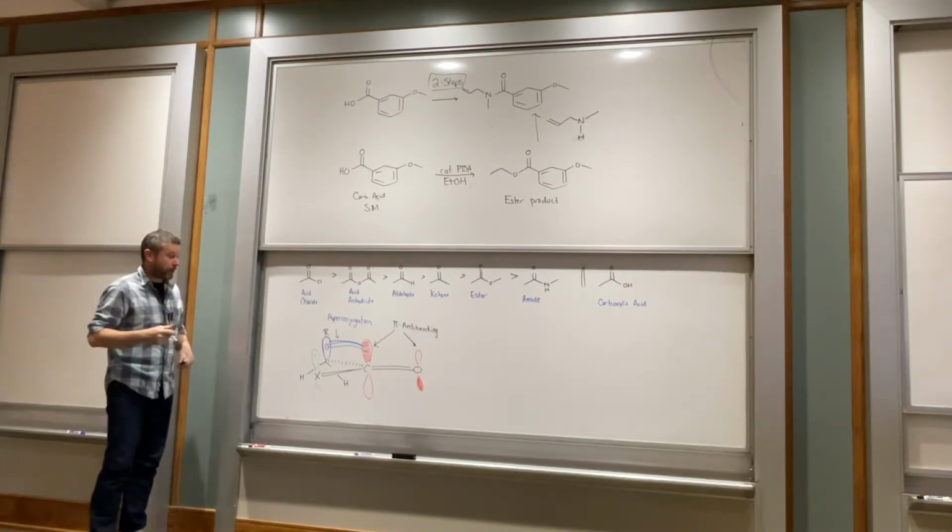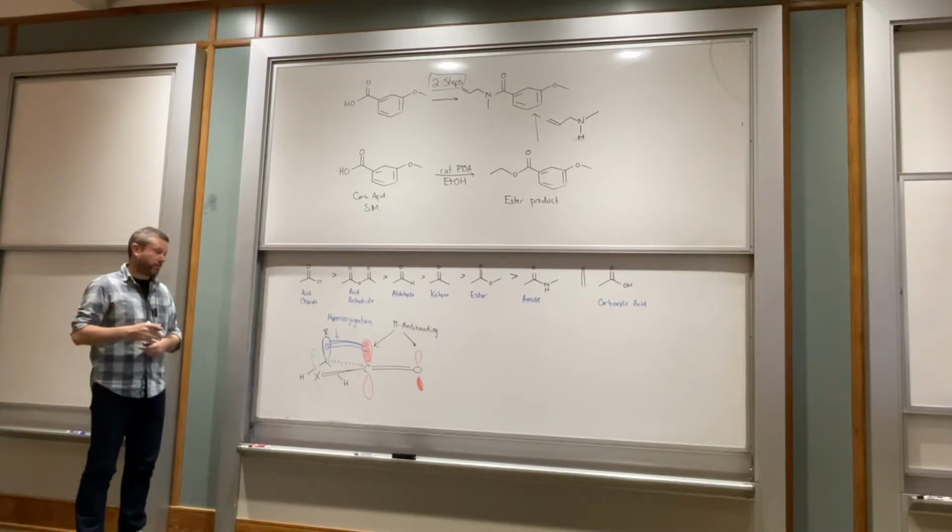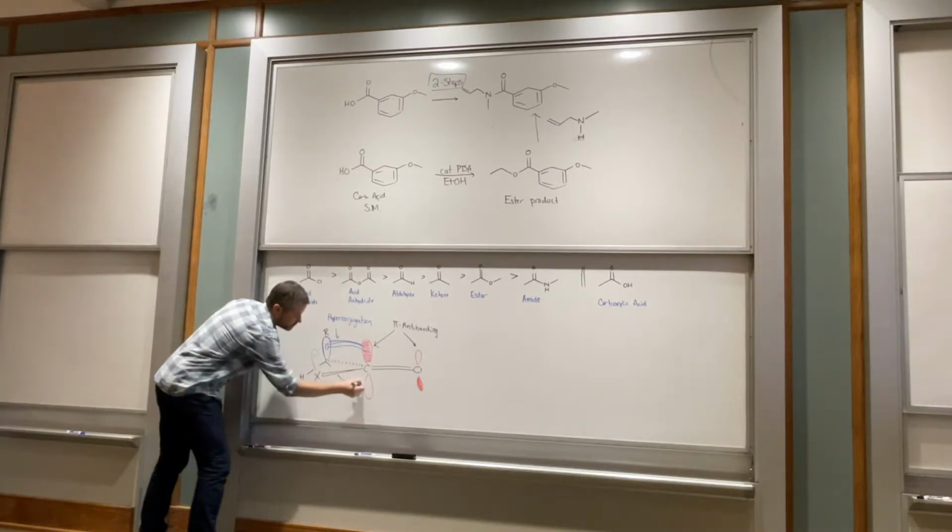Okay. The other element that we pointed to that can stabilize the empty orbital, or make that antibonding orbital less electrophilic, is formal conjugation.